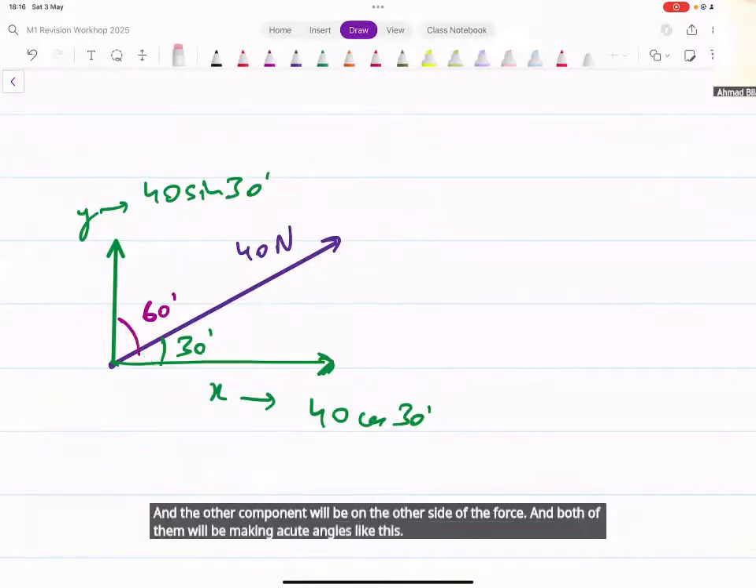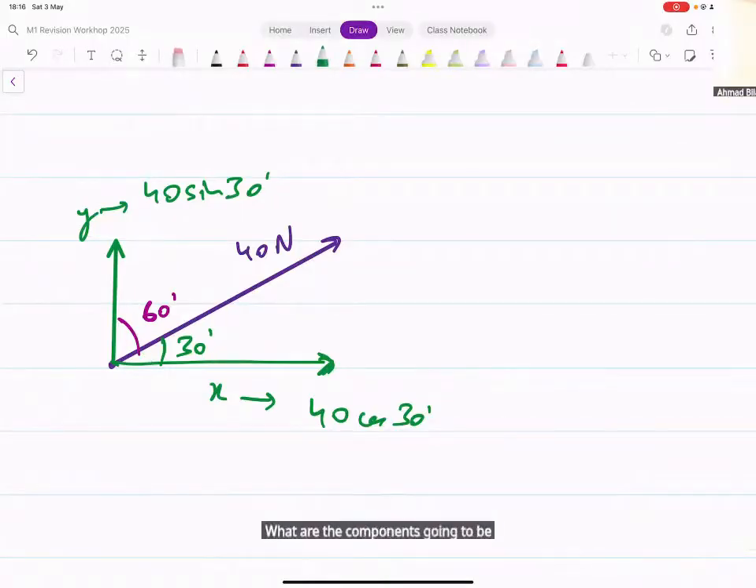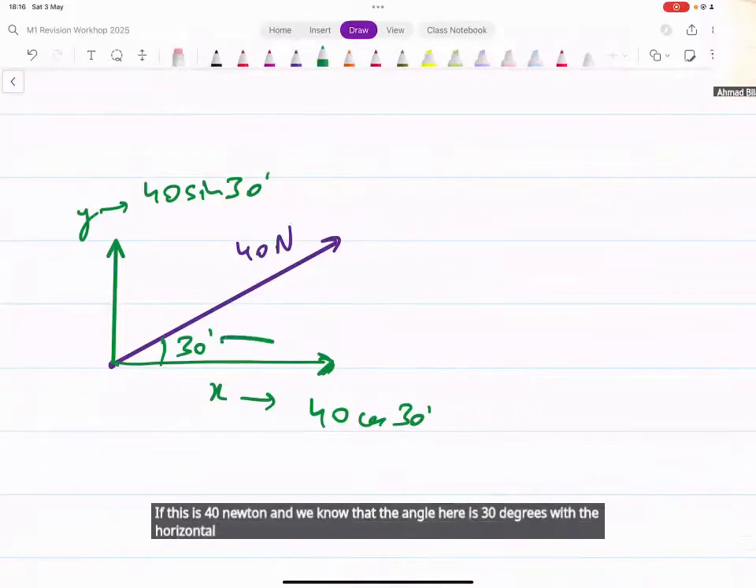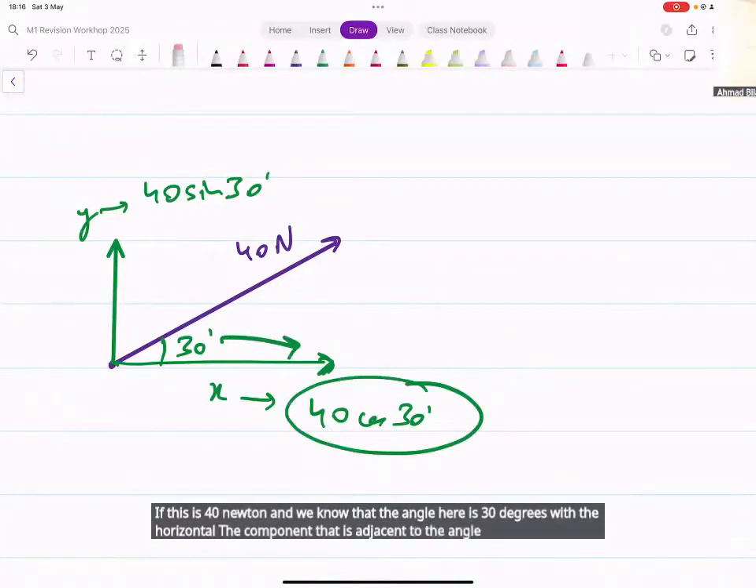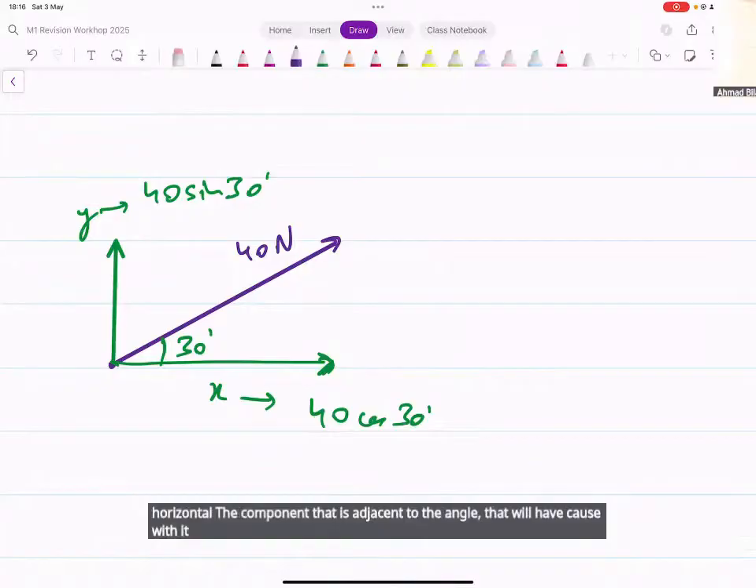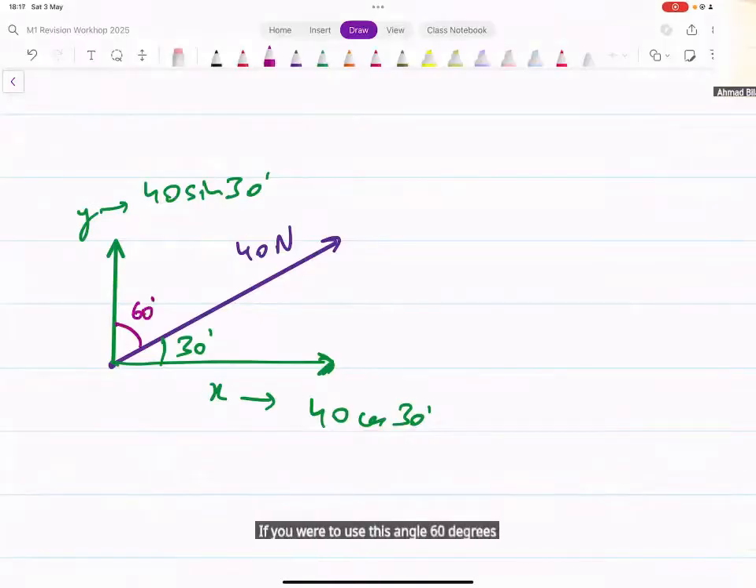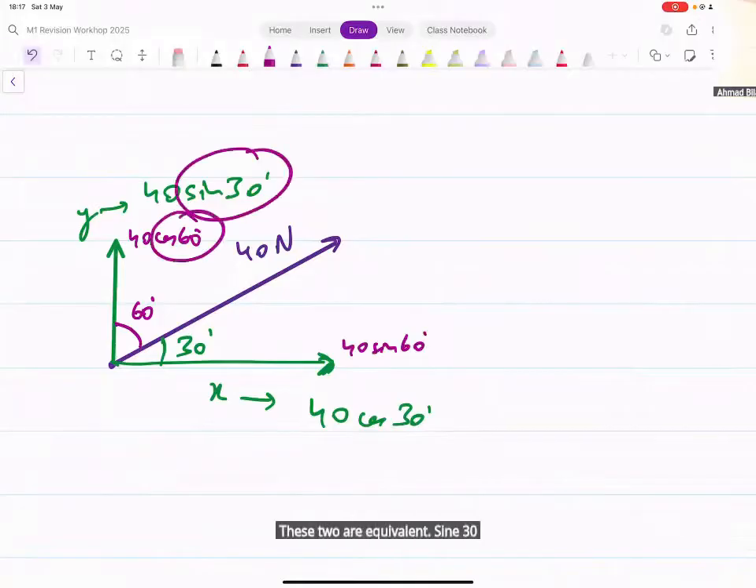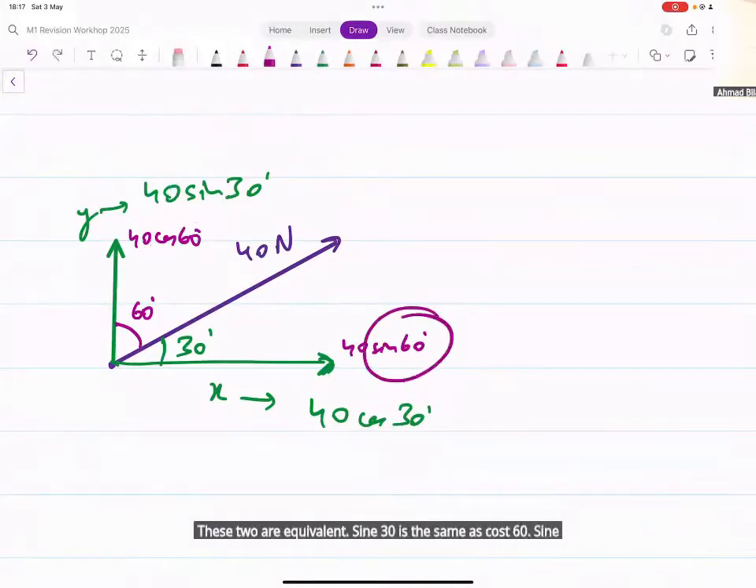Now, what are the components going to be? If this is 40 Newton, and we know that the angle here is 30 degrees with the horizontal, the component that is adjacent to the angle will have cos with it. The component that's on the other side of the angle will have sine with it. These are equivalent to, if we were to use this angle of 60 degrees, in which case we would say the vertical component is 40 cos 60, and the horizontal component is 40 sine 60. These two are equivalent. Sine 30 is the same as cos 60. Sine 60 is the same as cos 30. We could do it both ways.